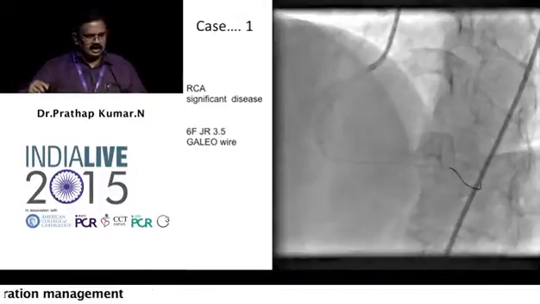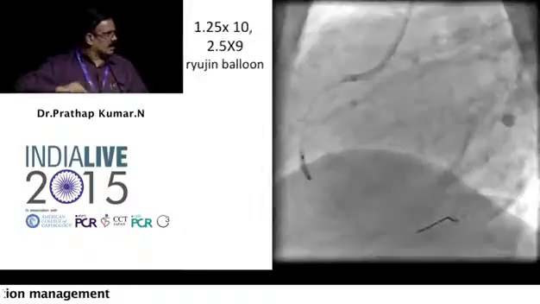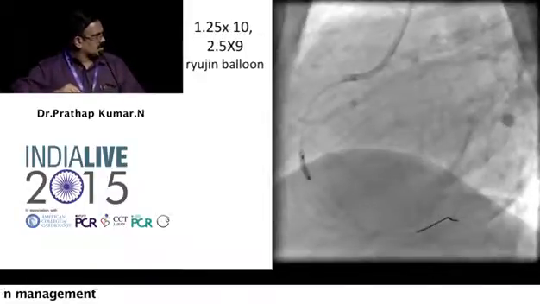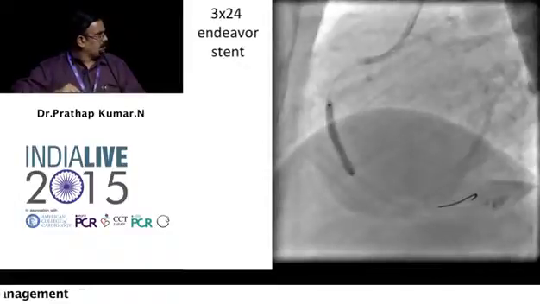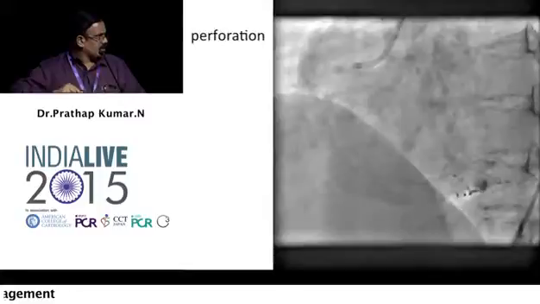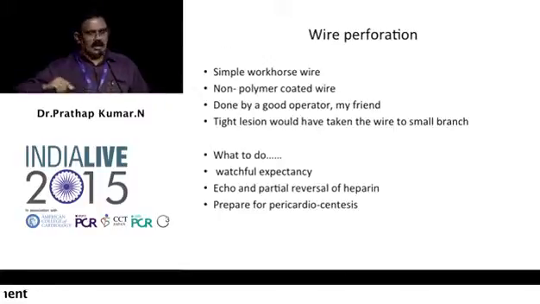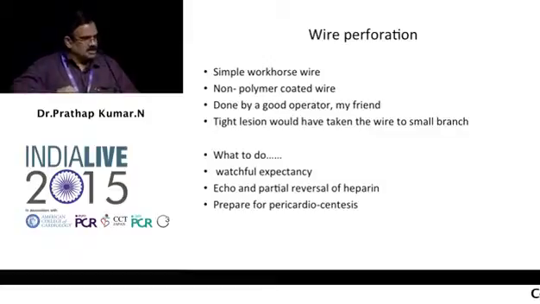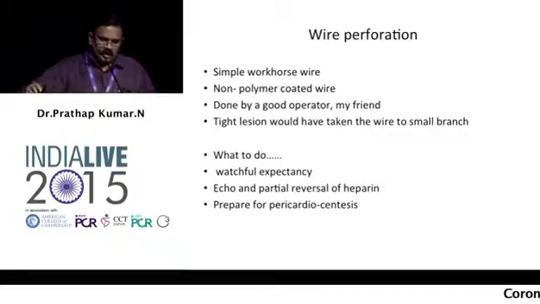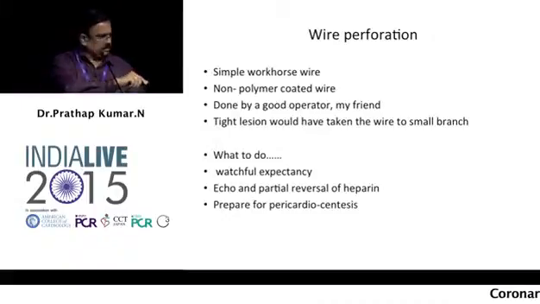This is an RCA with significant disease. Put a Galio wire, balloon inflation done, stenting done. See, you can see a perforation down. A simple workhorse wire, non-polymer coated wire, done by a good operator. The tight lesion would have taken the wire to a small branch. What to do? The best treatment is watchful expectancy, echo and partial reversal of the heparin. Prepare for a pericardiocentesis. It landed in that.